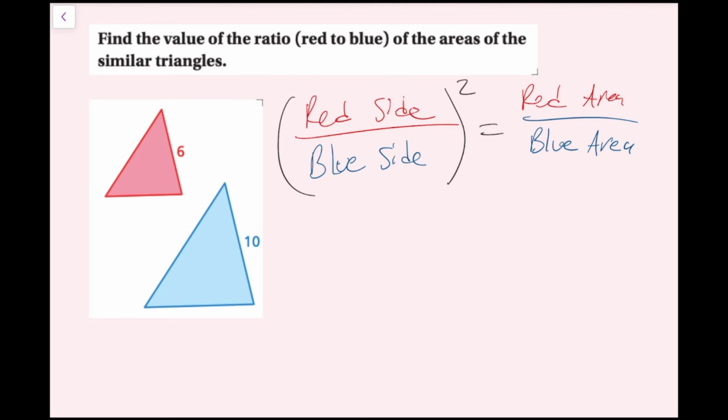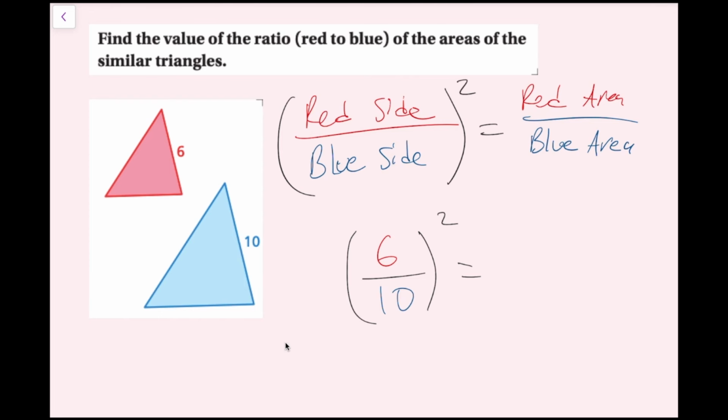Okay, so all I got to do to figure out this ratio is just plug in my side lengths. So the red side is 6, so that's going to be 6, and then over 10 is the blue side length. If I square this, this gives me my red area over my blue area, okay?